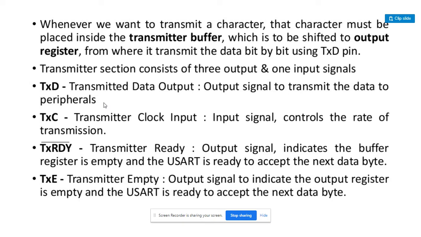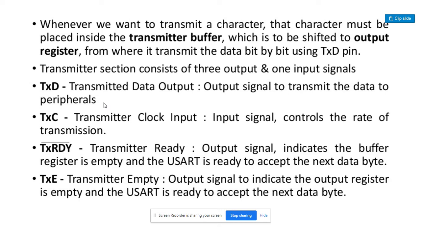Transmit data output, the output signal to transmit the data to the peripheral. Transmit clock input, this is the input signal that controls the rate of transmission, that what rate the data will be transmitted.